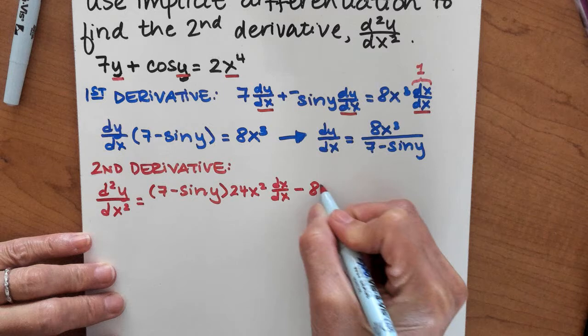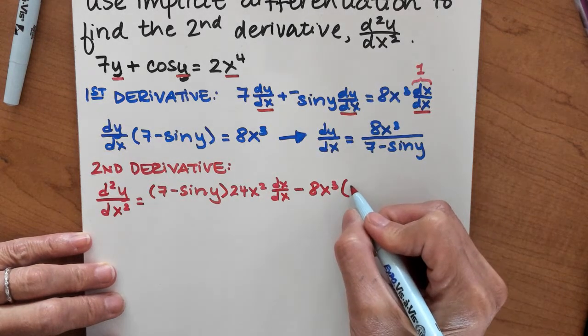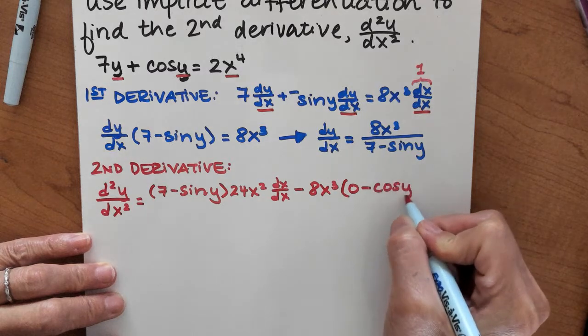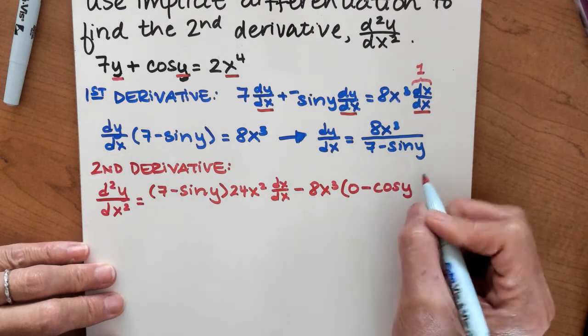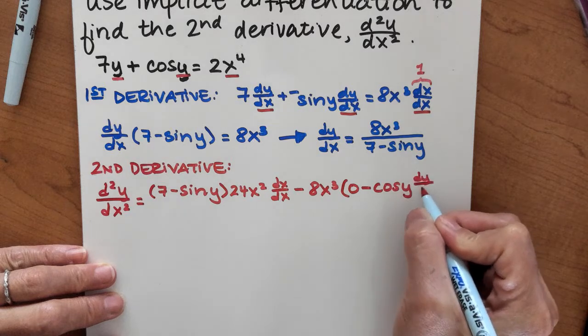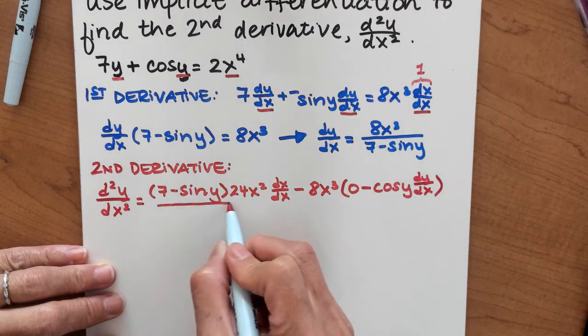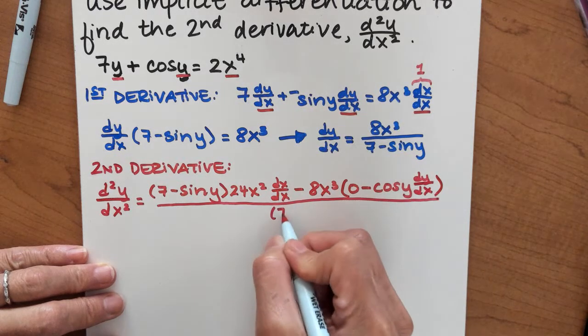minus the numerator times the derivative of the denominator, which is 0 minus the cosine of y. The derivative of sine is cosine, and then the derivative of y again, so I get a dy/dx there. All of that divided by the denominator squared.